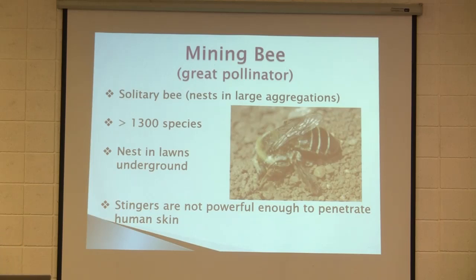The mining bees, we have a lot of mining bees around Kansas. They're solitary, but they nest in aggregations. So even though they're a solitary bee, you may find 1,000 mining bees together in one area. They don't look like they're solitary, but remember, the females each lay one egg and they leave, they don't take care of them. So they're considered solitary. And they nest in lawns and underground. And the stingers aren't powerful enough to even penetrate your skin. So these are basically a non-stinging bee for humans.